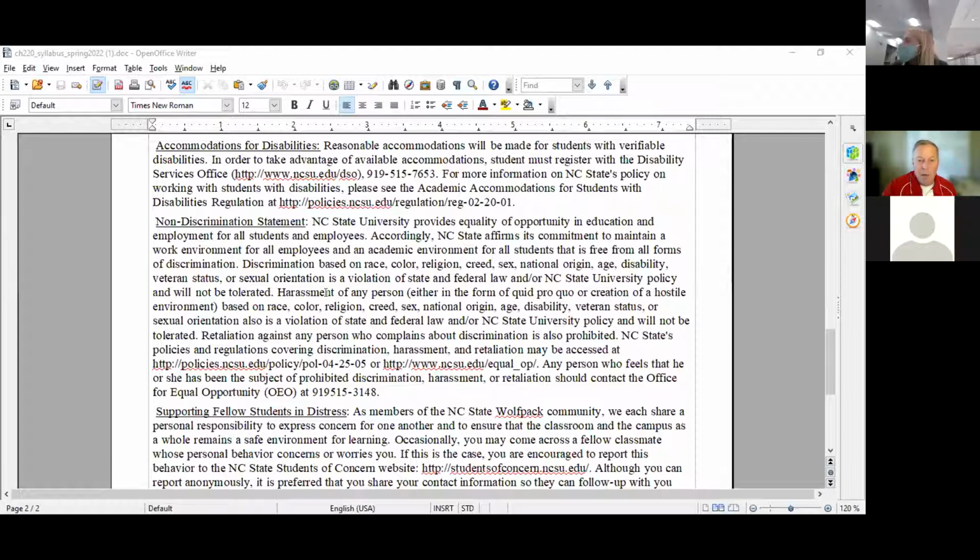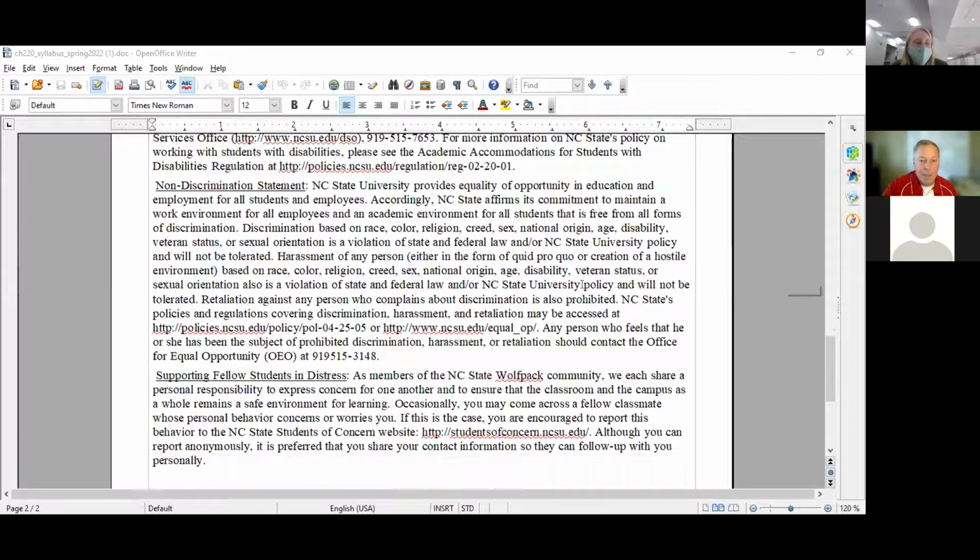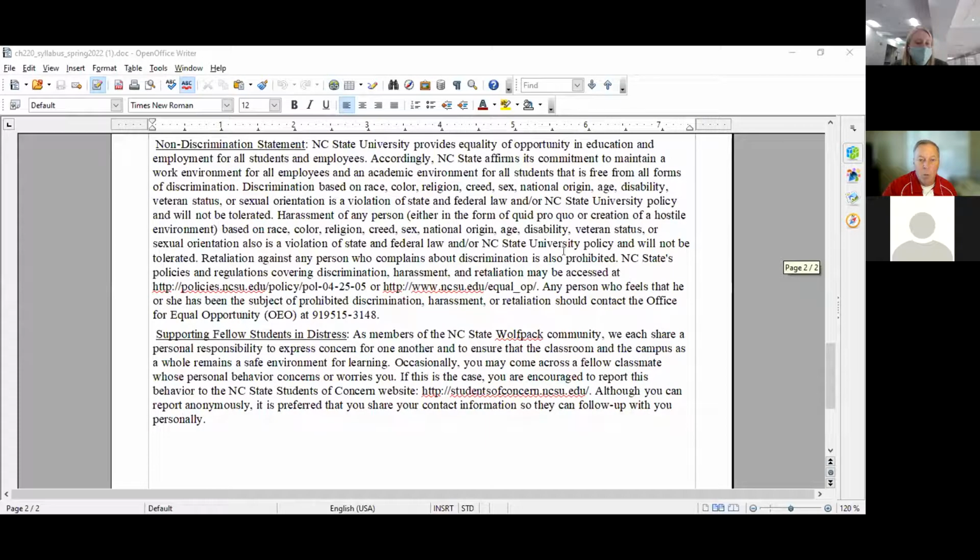And God forbid, if I ever hear anything like that, there'll be heck to pay for sure. So you treat everybody respectfully, and we will all get along very, very well. If you want to see the harassment policies, here they are. You can look at those directly, but this university can kick you out. You start doing any of that kind of nonsense, you're out of here.